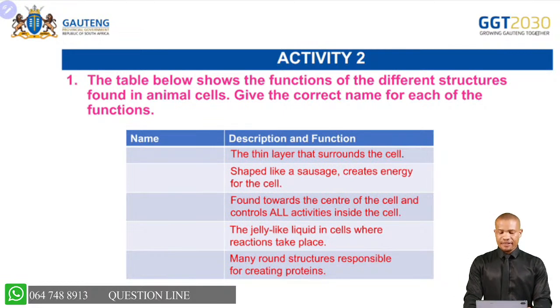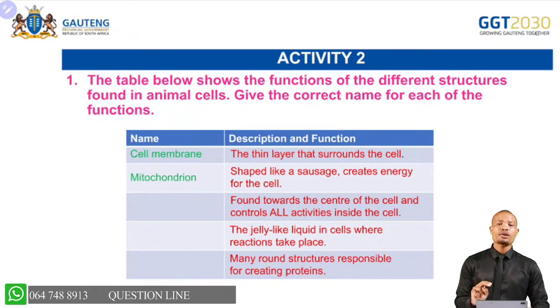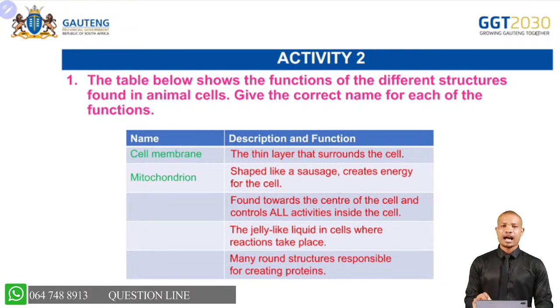So what is the thin layer that surrounds the cell? The thin layer that surrounds the cell is called what? Yes, that's correct. It's the cell membrane. What is shaped like a sausage and creates energy for the cell? Anyone? Yes, that's correct. That is your mitochondrion. Now, when you have one, it's called a mitochondrion. When you have many, it is called mitochondria. Okay? Just be careful with that.